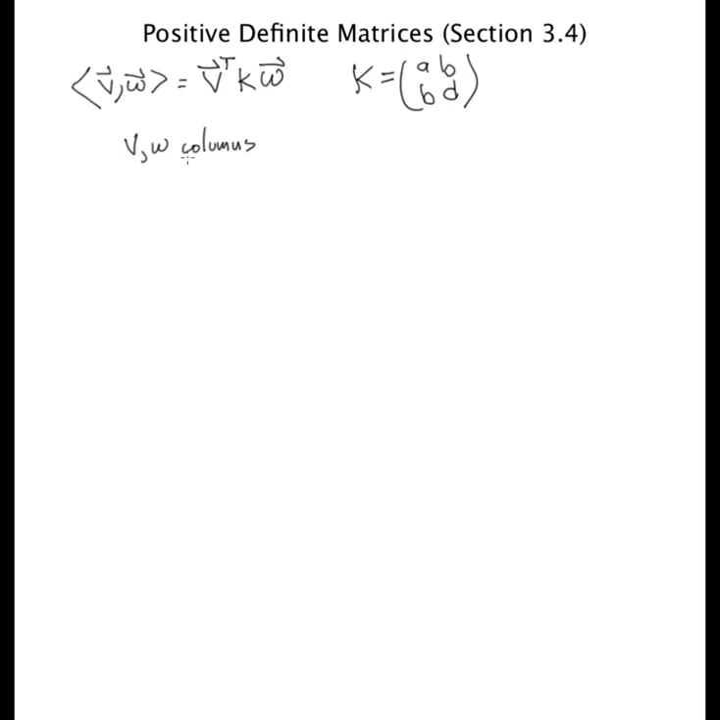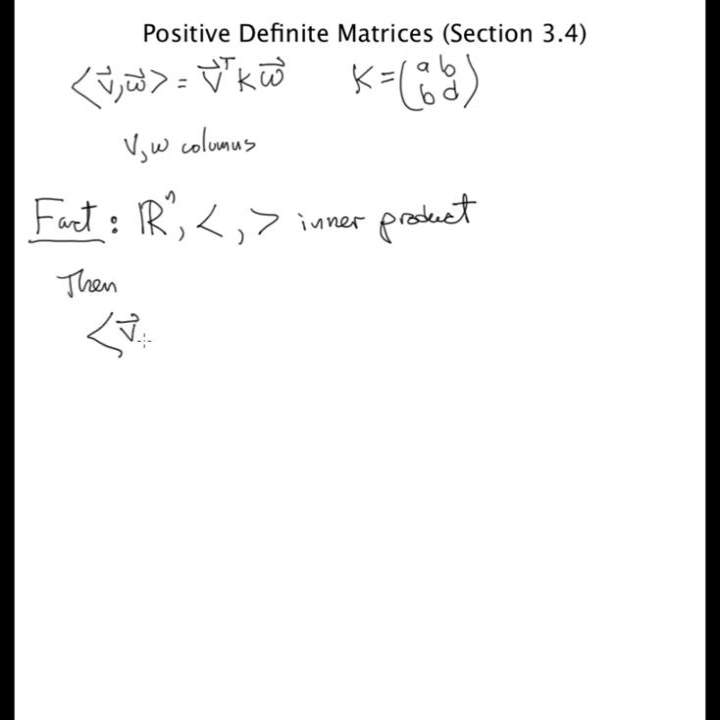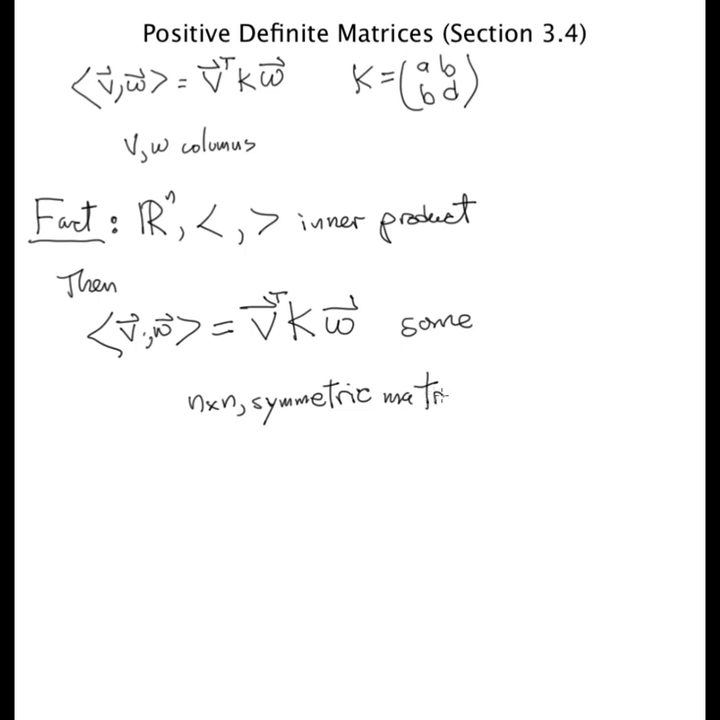And I did this for R2, but this clearly works in Rn. So let's summarize what I just said. Suppose you're working in Rn, and you have an inner product. Then the inner product of two vectors is given by this formula: V transpose K W, for some n by n symmetric matrix K.